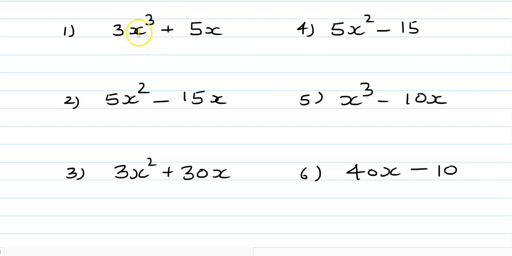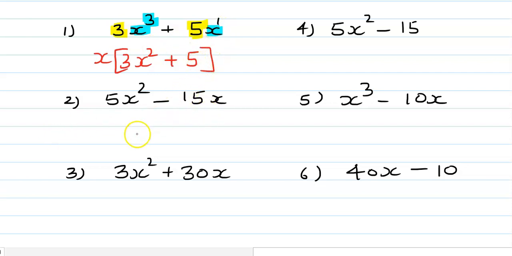So let's sort out number one first. Here is 3 and here is 5. Nothing is common, okay? But if you see here, here is x3 and here is x1. So at least one x is common. So that x is coming out, just 3 left inside. Out of x3, one x is out, so x squared, then this plus sign and this 5, and one x is already out, so that's 5 times 1, which is 5.